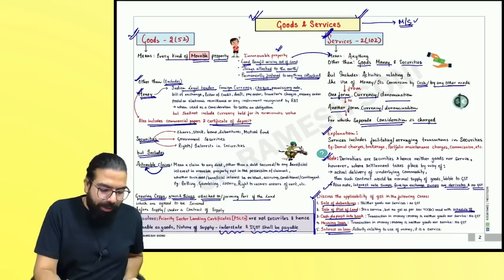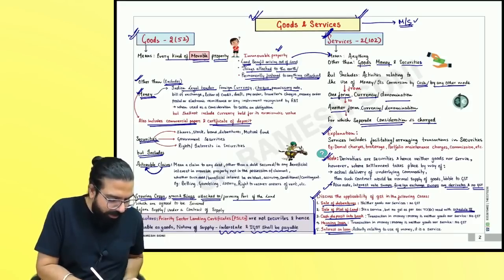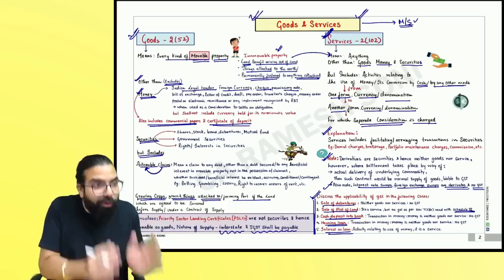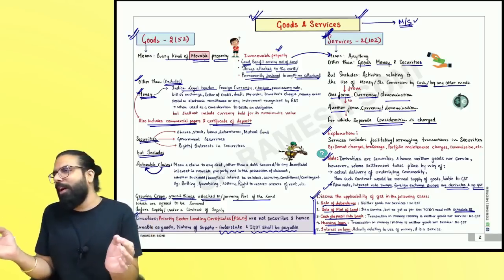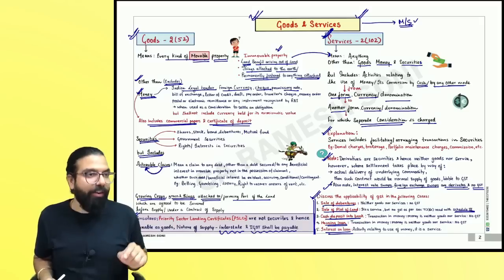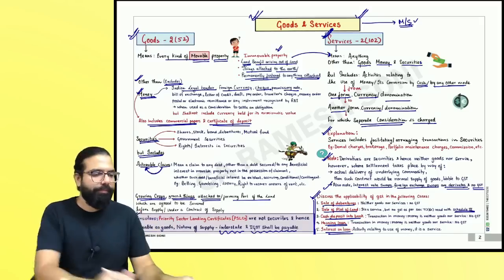Sir, how important is the chart? This circular which is there is the most important part of this chart. Otherwise nothing is very important, but you should know what is goods and service to go ahead and charge GST. Right, everyone? I'll close my revision on goods and service.